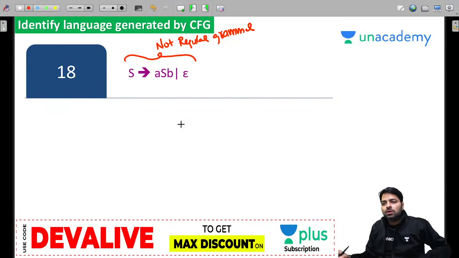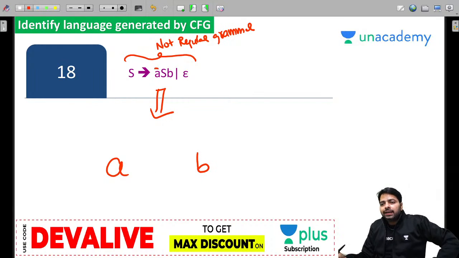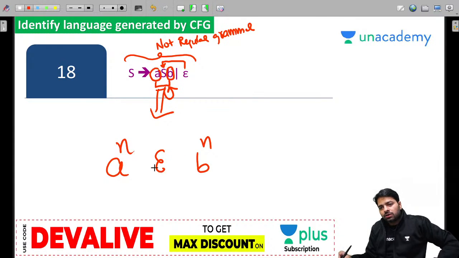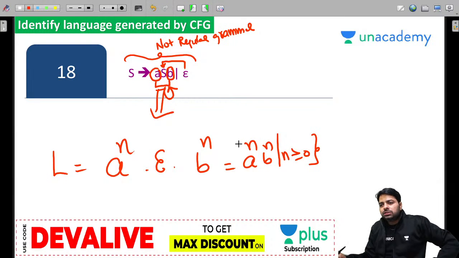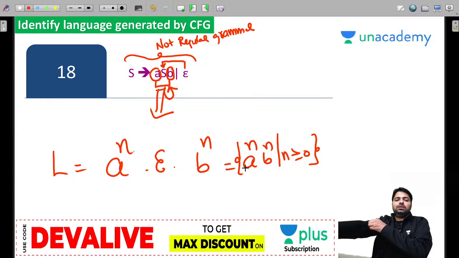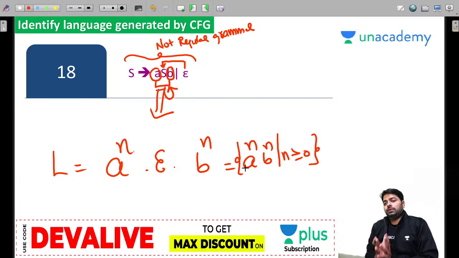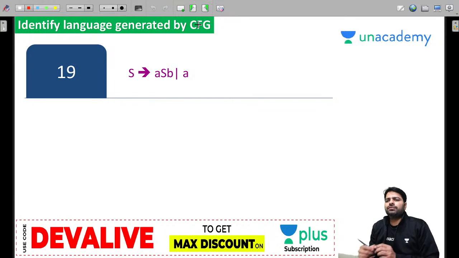Yeah, let me help you now. Whenever you see this grammar, where A is there and B is there, they are equally repeated. Remember that: A power n, B power n, and epsilon comes in between. So this is your language, guys. Anytime you see it, you can approach it with this concept, and this approach will help you even for difficult problems too. Okay, let's practice some of them.